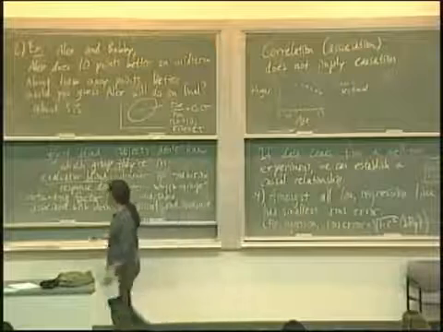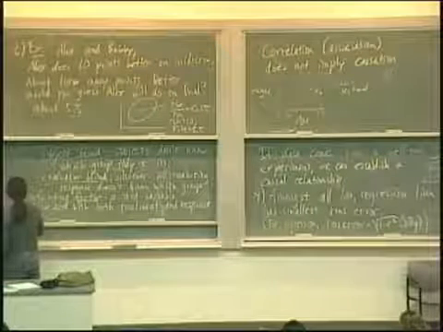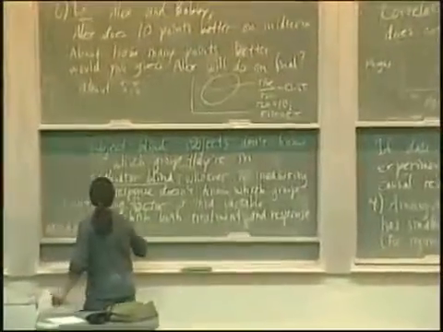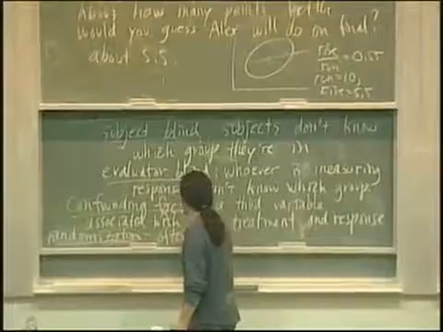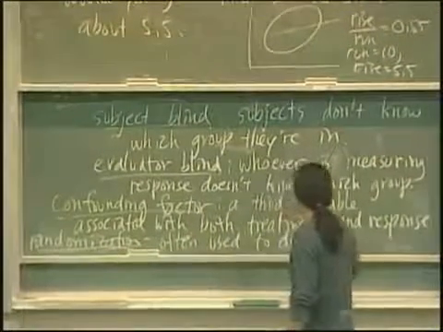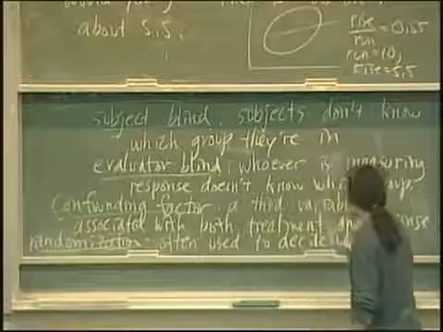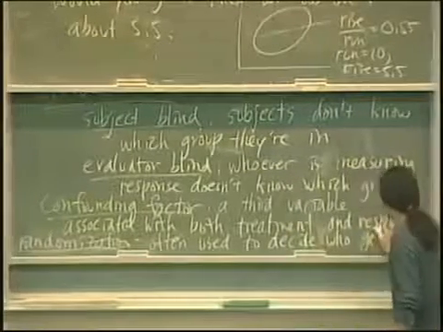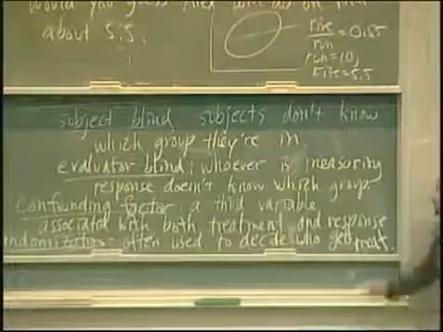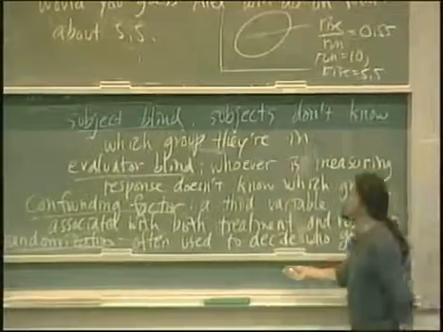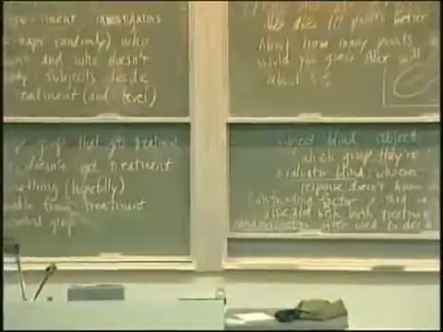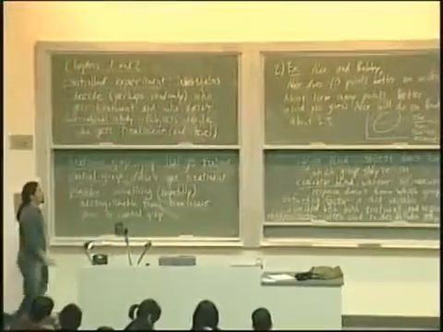And last thing I'll just squeeze in here is randomization. Randomization is often used to decide who gets the treatment. This is in the context of an experiment, right? A controlled experiment. Investigators decide, perhaps randomly, who gets the treatment and who doesn't.